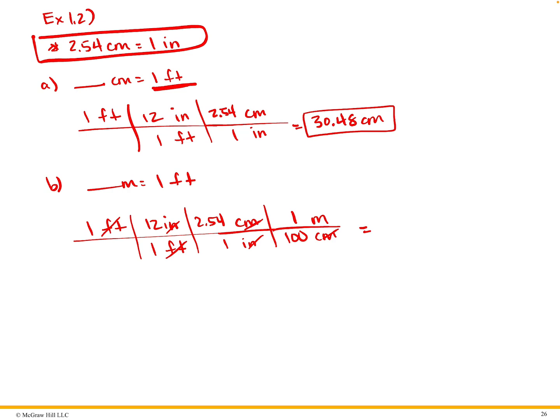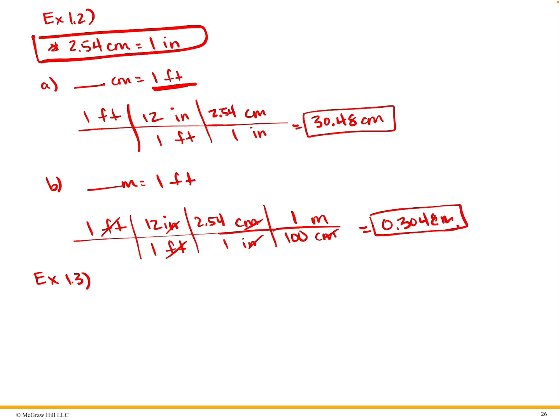Okay, so on your calculator, do 1 times 12 again, times 2.54, divided by 100. That's going to give you 0.3048 meters. That's what you're left with. So that's how you do example 1.2, both A and B. We're also going to do example 1.3 on here really quick.